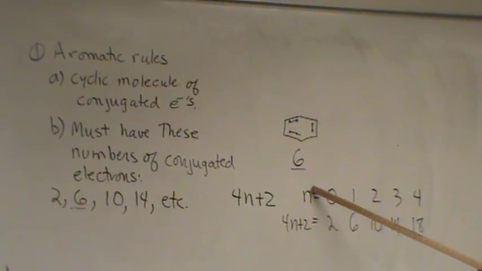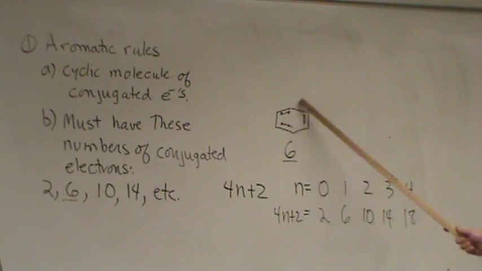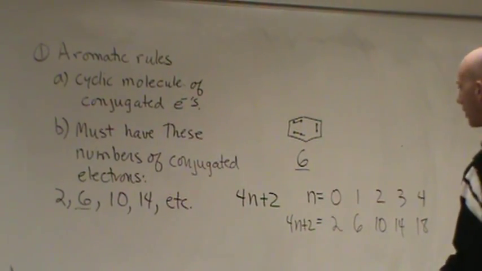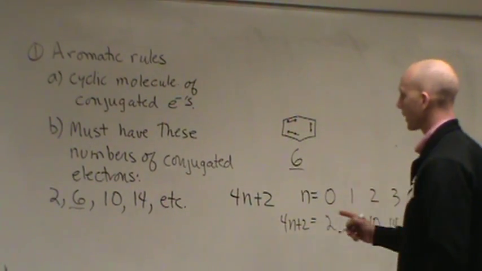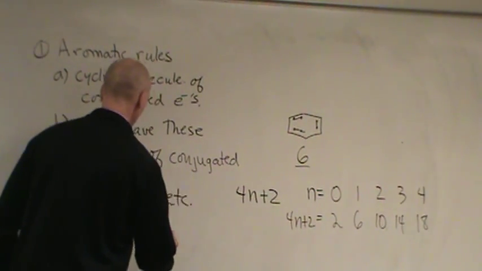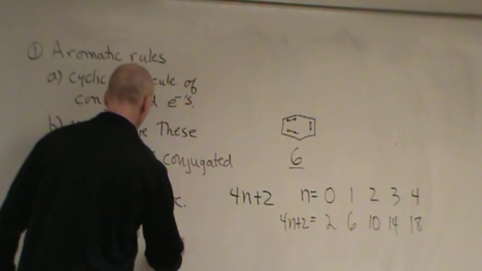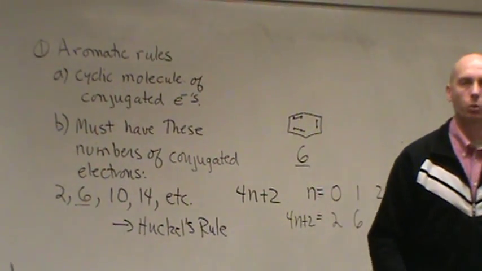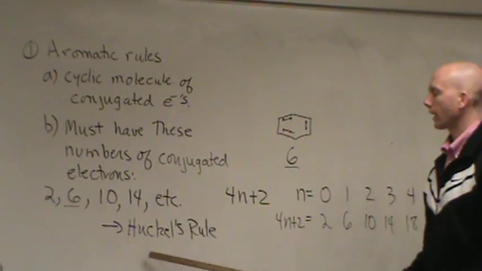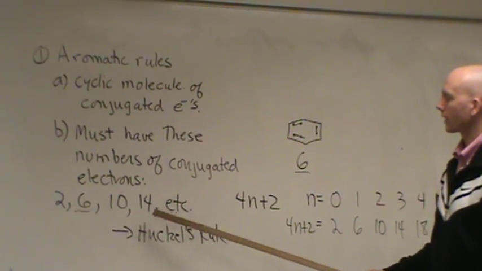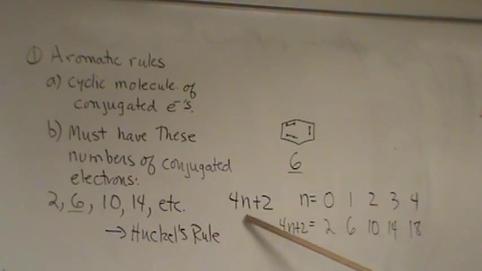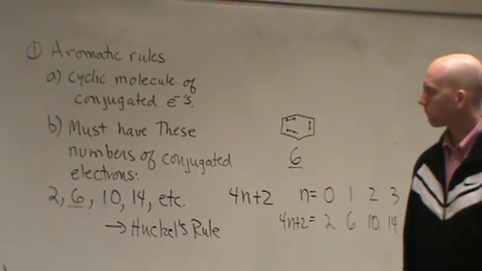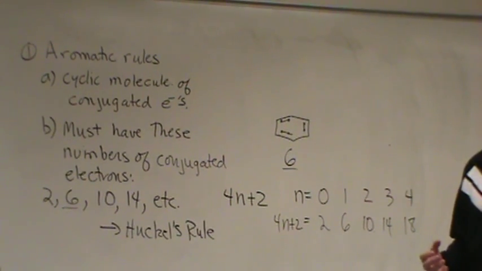Okay? But mark it down. Students mess it up all the time. N has nothing to do with the molecule. Okay? So just get that out of your head right off here. Okay? And these magic numbers, using the 4n plus 2, is what's called Huckel's rule. So Huckel's rule follows a molecule that's cyclic with conjugated electrons having one of these magic numbers that follows the 4n plus 2. Okay? All right, so those are our aromatic rules, okay?